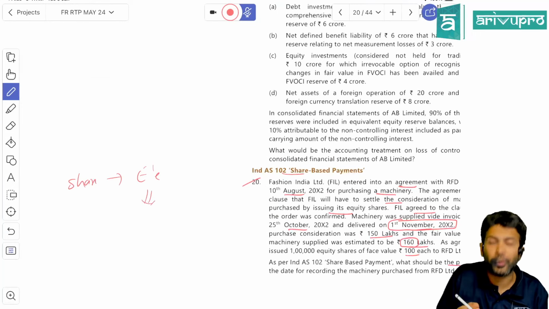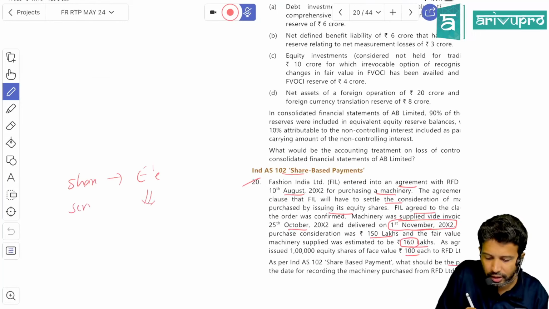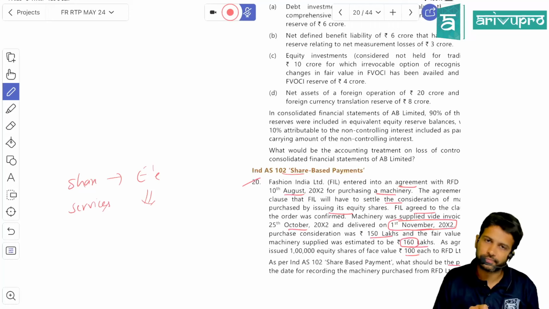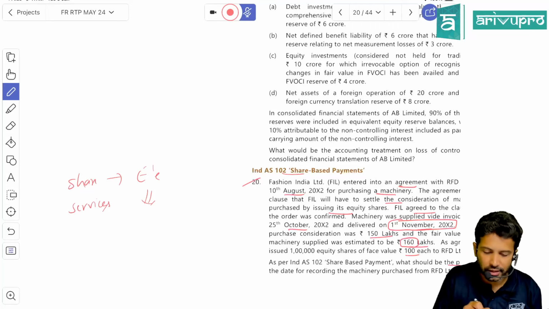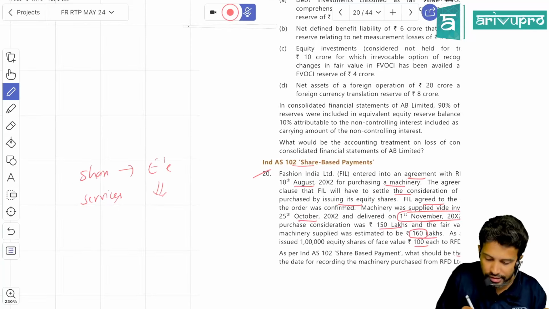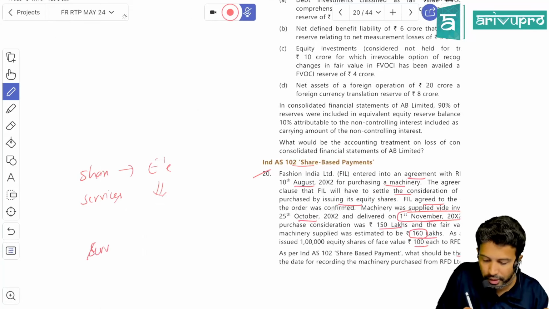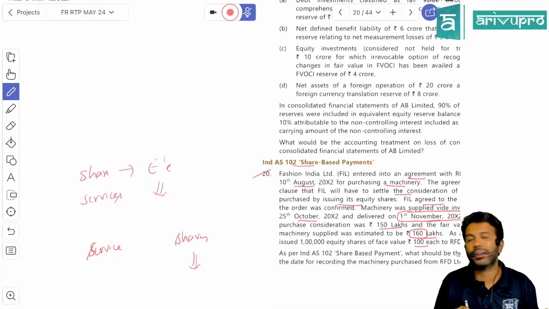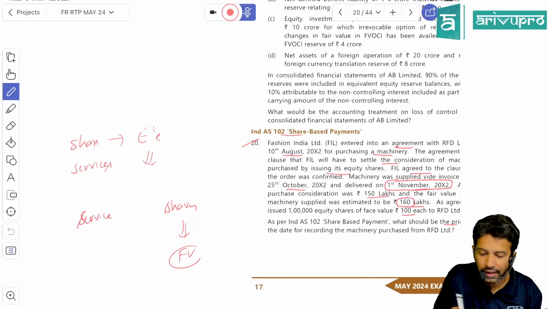we always try to see why the shares are given. Because of service. Correct. The employee gives some service, and for this service we give him some shares. So we get some service from the employee and we usually give the shares. But to do the share based accounting, we always take the fair value of the shares.